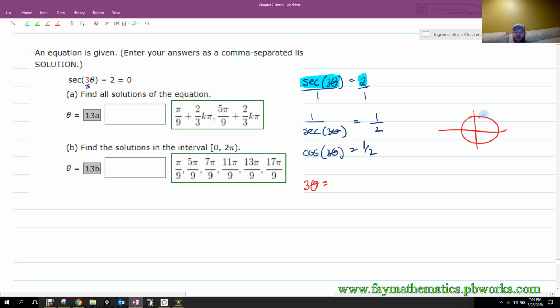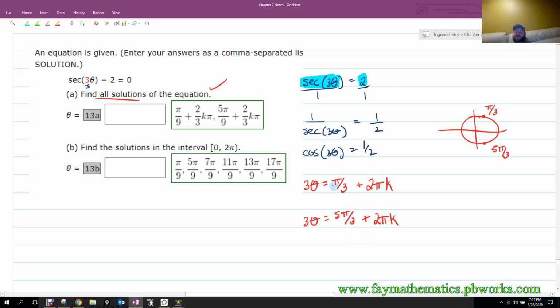On the unit circle, cosine is 1/2 right there at pi over 3, and then down here again at 5 pi over 3. Those are your 2 spots. So 3 theta equals pi over 3 and 3 theta equals 5 pi over 3. Now, if you remember, we're going to add to find our infinite solutions, another way of saying find all solutions. I'm going to add the period times k to each.